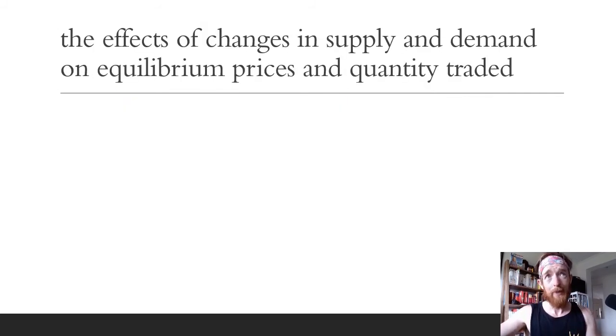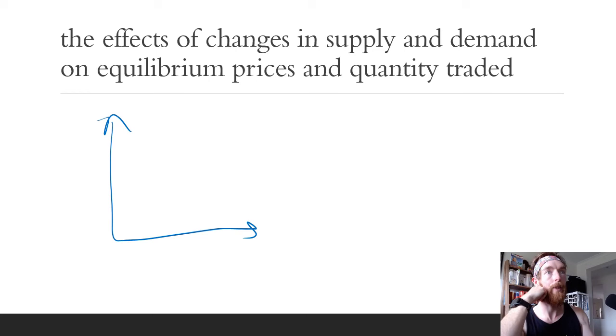Now, we've got the effects of changes in supply or demand on equilibrium prices and quantity traded. This is where we're going to get into a little bit of the more complex stuff. So we're probably going to call it after this one. So this is when you're drawing the market. So we've got our title, we've got price, we've got quantity.